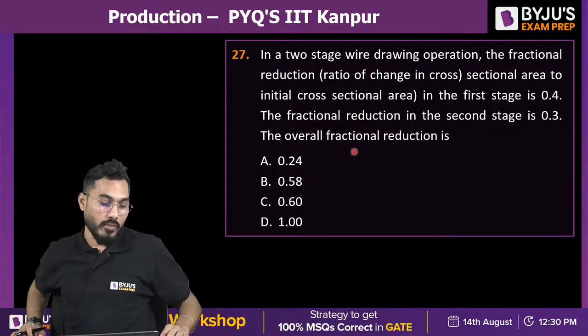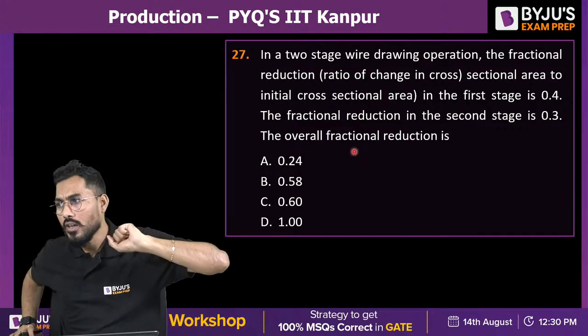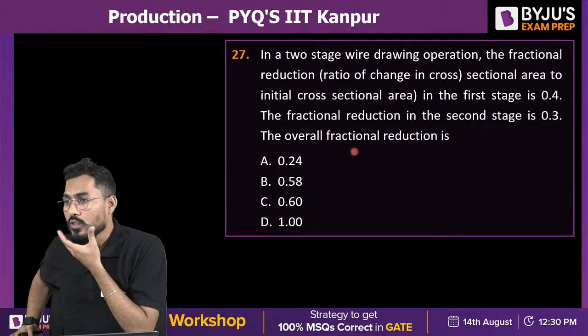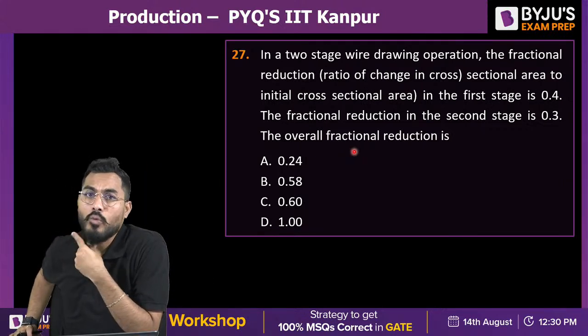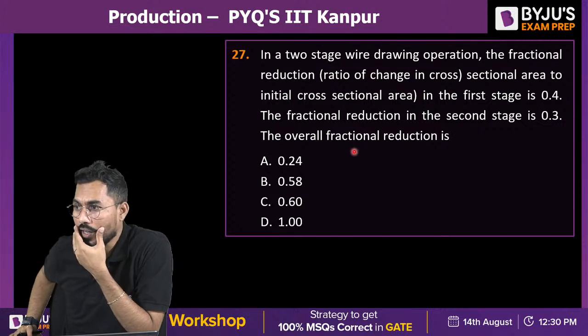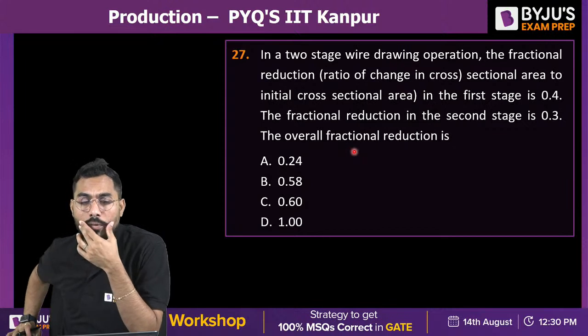What is the overall fractional reduction? Students say, sir, in the first stage 0.4, in the next stage 0.3, so the overall fractional reduction is exactly 0.7, and therefore the answer will be 0.7. But if you go to the options, it is not an option. So what is the answer for this? You tell me, boss, what is the answer?